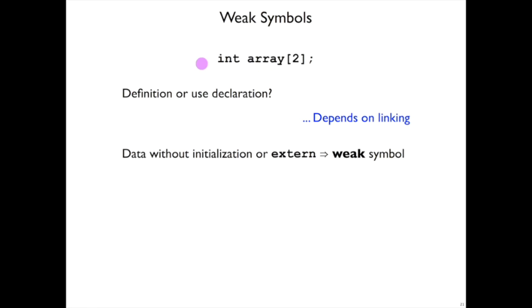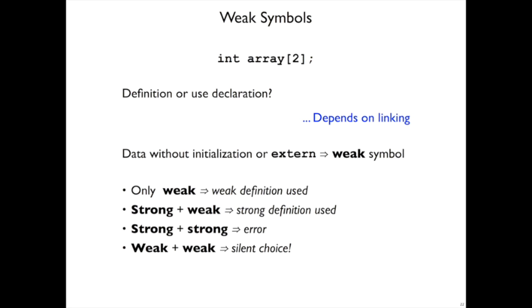It's a weak symbol because it doesn't have extern to clarify that it really is just a declaration, and it doesn't have an initial value to clarify that it really is a definition. Okay. So there are historical reasons for this notion of weak symbol. There are rules that go with it. So if you have just one weak declaration among all the files that you're linking together, then that symbol's declaration turns out to be a definition instead.